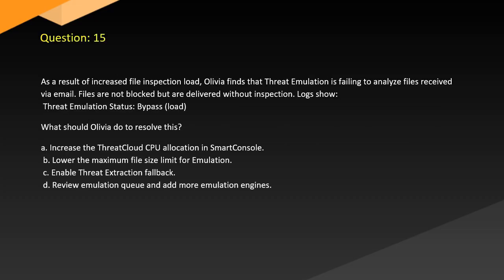Question 15. As a result of increased file inspection load, Olivia finds that Threat Emulation is failing to analyze files received via email. Files are not blocked but are delivered without inspection. Logs show Threat Emulation status: bypass, load. What should Olivia do to resolve this?